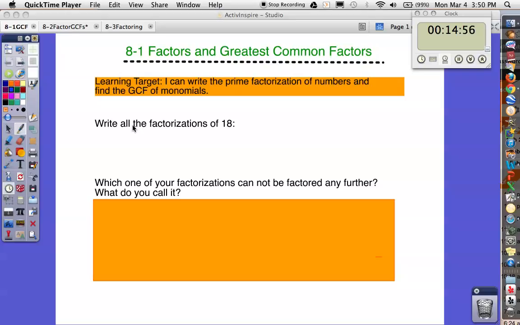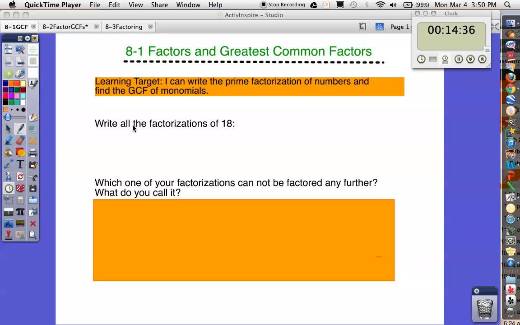In Chapter 7, we reminded ourselves of the exponent rules, and we learned about polynomials, and we practiced doing our operations with polynomials. We added, subtracted, and multiplied polynomials. In Chapter 8, we're going to be undoing that multiplication now. So Chapter 8 is all about factoring polynomials. Copy down your target for today.